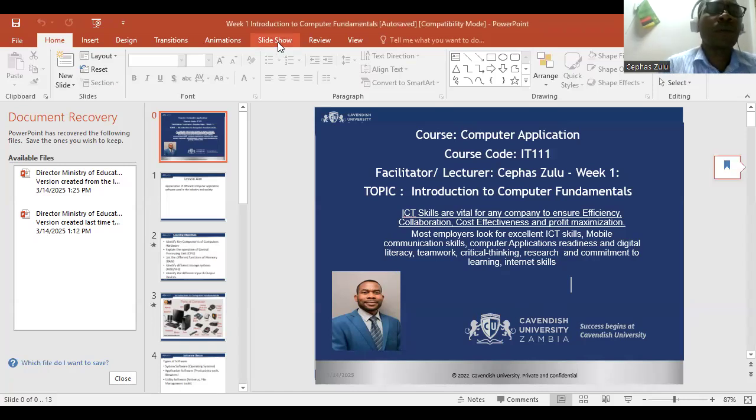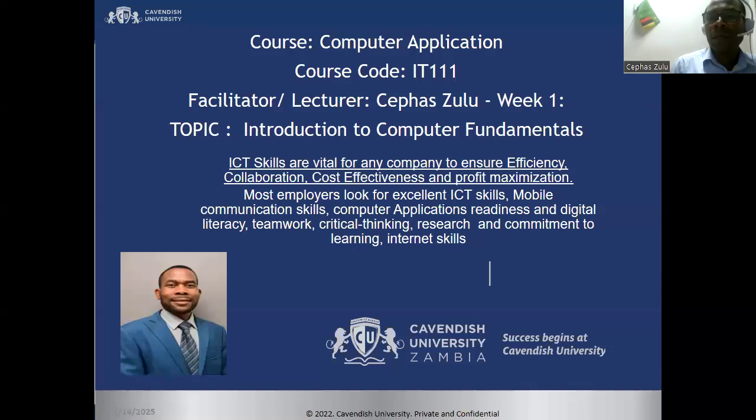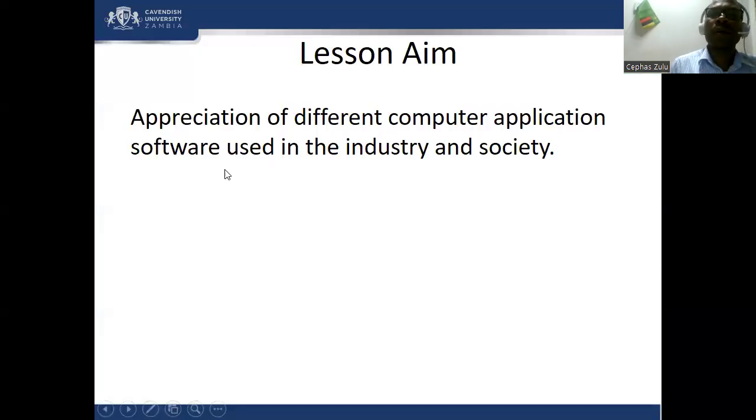I'll come here to today's lesson, which is entitled Introduction to Computer Fundamentals. And in our lesson today, we'll be looking at the following lesson aim: to make students appreciate the different computer application software used in the industry and the hardware that supports the different types of software.